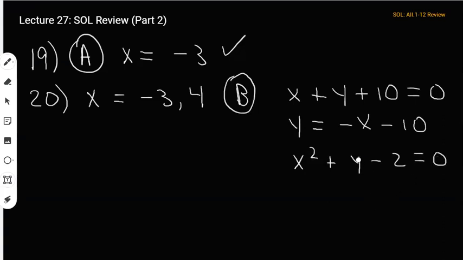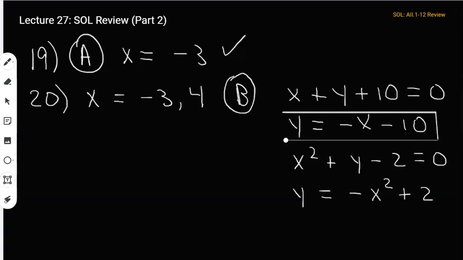So to get y by itself, I would have to add 2 and subtract x squared. So I get y equals negative x squared plus 2. Looking at this, this is going to be the line that I graphed in blue. And this right here is going to be the upside down U shape that we graphed in green, right?